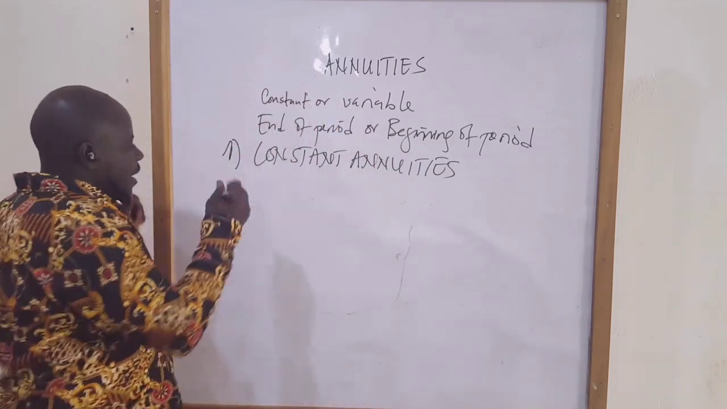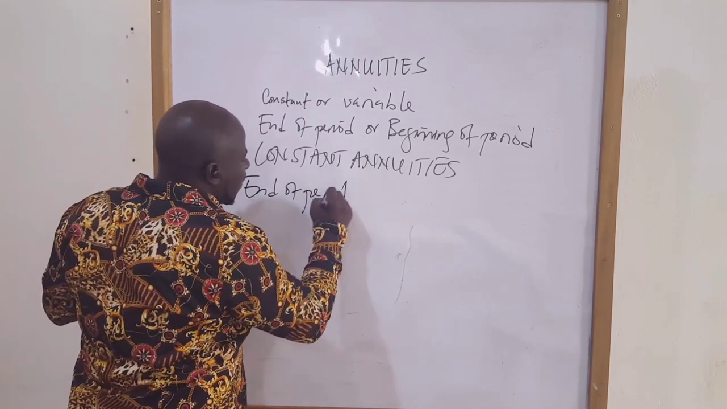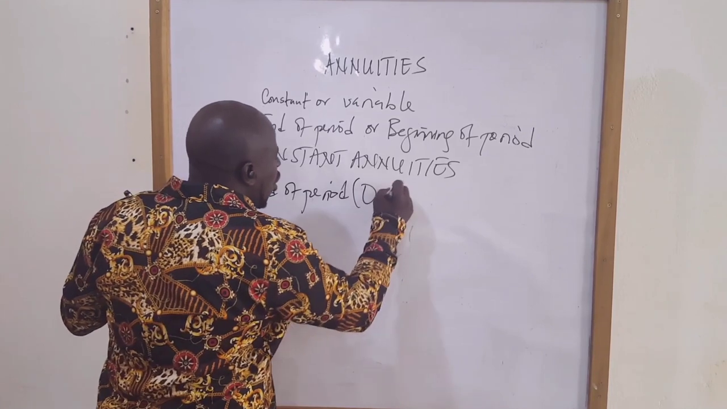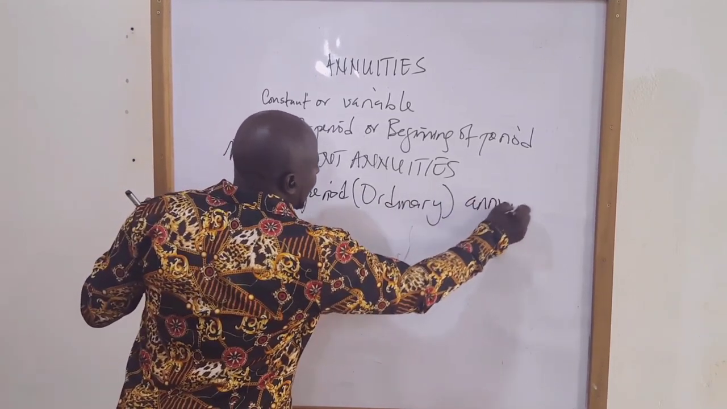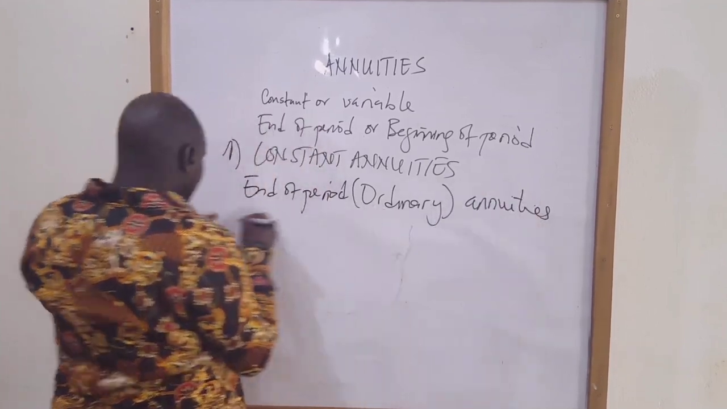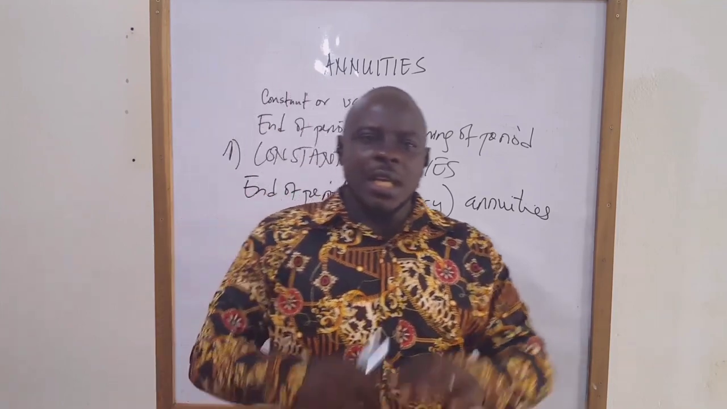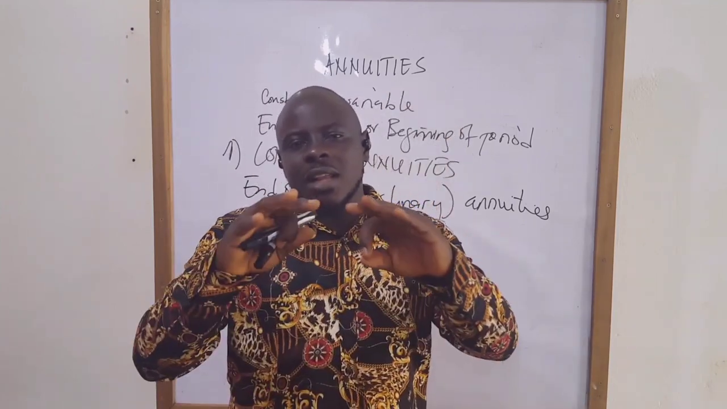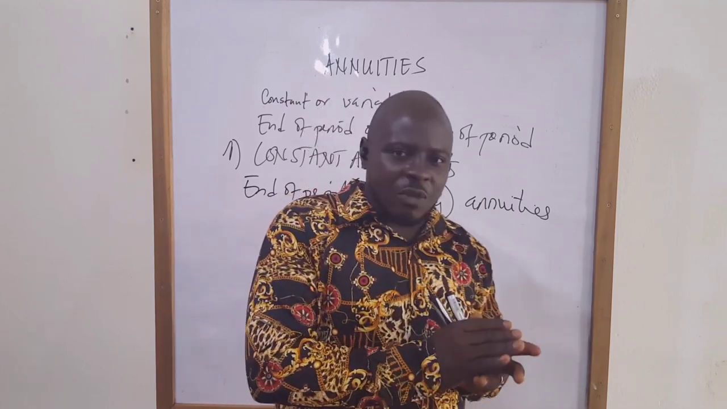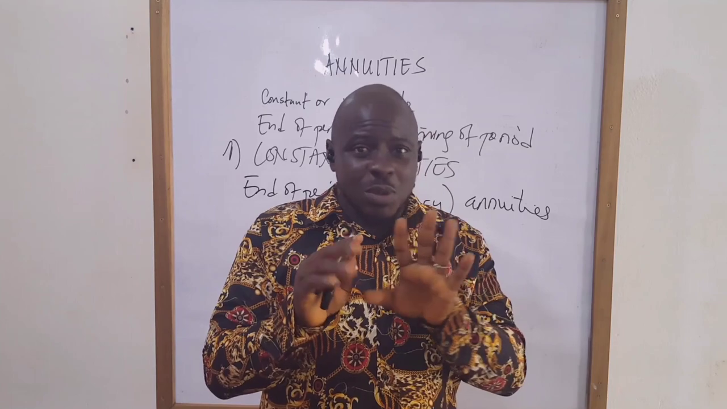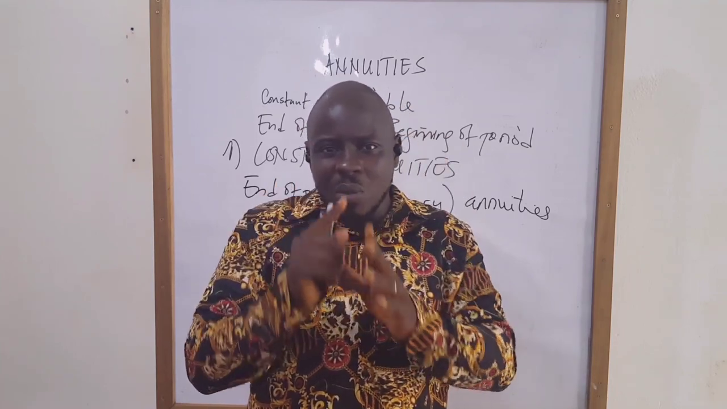Now, let's look at the first type, end of period. End of period annuities are also called ordinary annuities. Now, what are end of period annuities, or ordinary annuities? I would like you to also note that there are three things used to define whether an annuity is at end of period or at beginning of period. And behold, the difference between the two is one period. Beginning of period is more than end of period by one period.